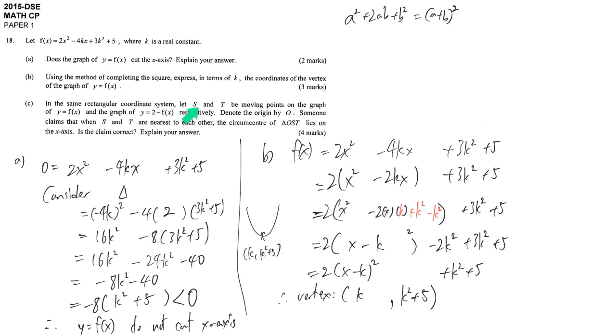They say that S is some moving point on the original graph, and then T is some point on the graph after transformation. After that, they say that when S and T are closest to each other, then their circumcenter something like that. So it's too complicated, and we need to understand the situation. So we need the original function, and also we need to know the graph after transformation. How does it look?